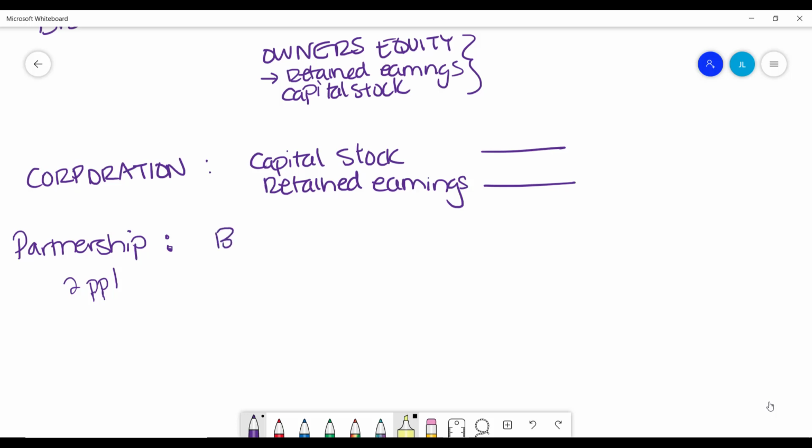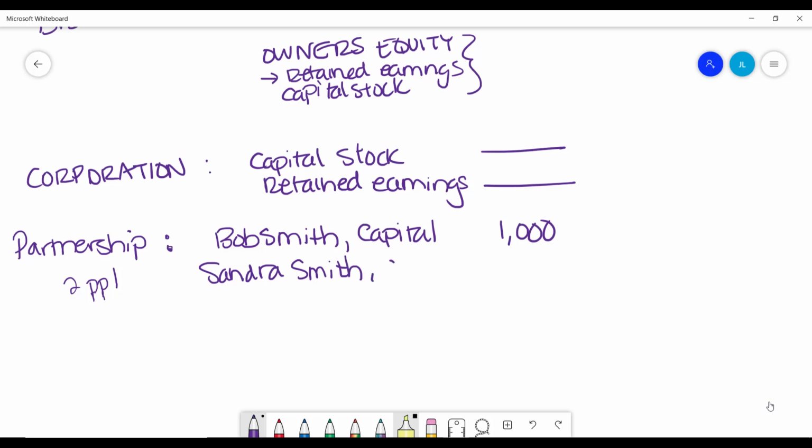So for example, if you have Bob Smith as one owner, you'll put Bob Smith, comma, capital, and let's say Bob put in $1,000. But then if you have Sandra Smith, let's say it's maybe a married couple that owns the business. Let's say she put in $3,000. This is how we would show equity in a partnership.